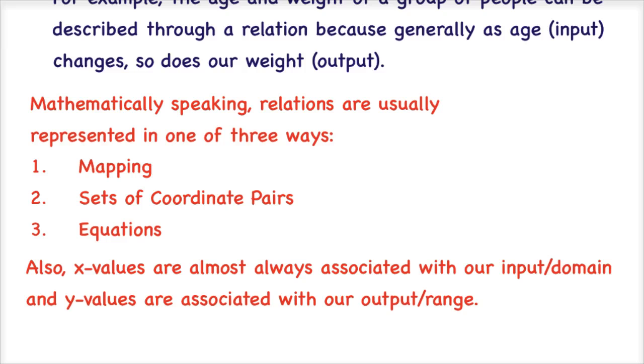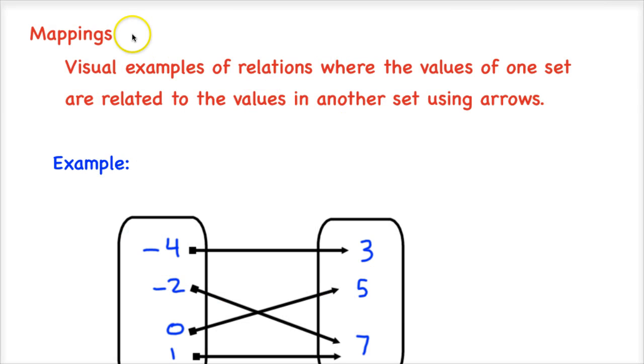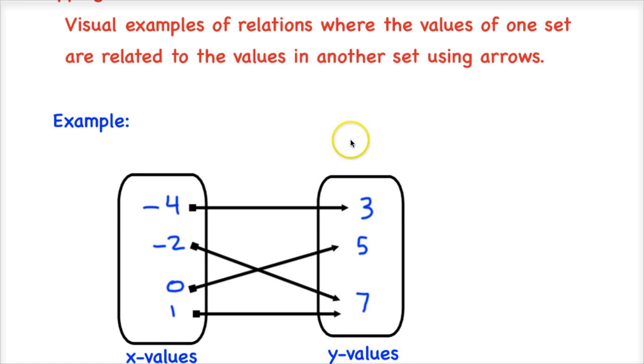So first of all, let's look at a mapping. A mapping is a visual example of a relation where the values in one set are related to the values in another using arrows. So I have a picture here of a mapping. Usually it's like a bubble here, and then each item in this set here is connected to an item in this set using an arrow. So it's like a picture of the relation.